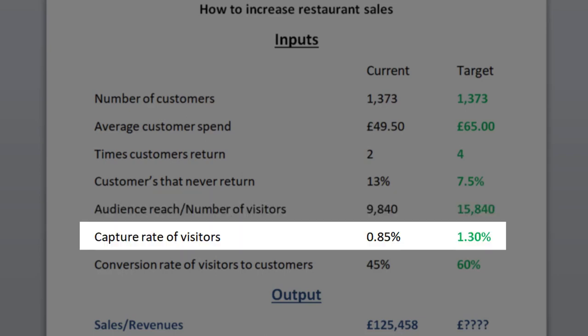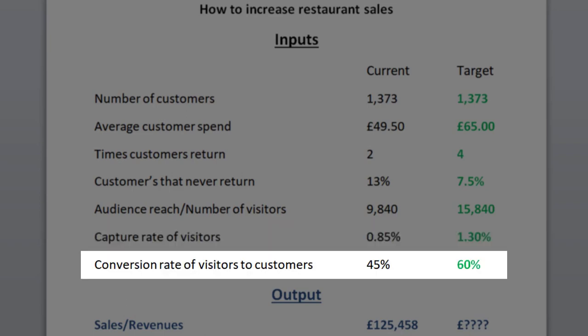The next percentage is the capture rate of those visitors to your website. Currently, we've got that at 0.85%, but we're looking to increase that to 1.3%. That percentage represents the conversion of the number of visitors that take action when they visit your website. And this may mean picking up the telephone and calling you, or filling out a form, or if you've got an online booking system, making a booking at your restaurant. There are ways of improving that by improving the look and feel of your website to make it more customer focused and to make sure there are clear calls to action on the website.